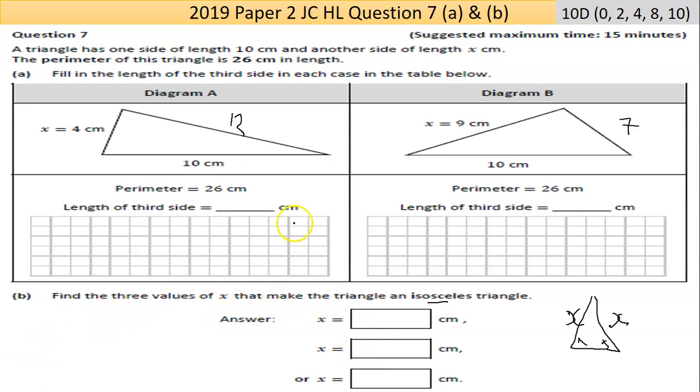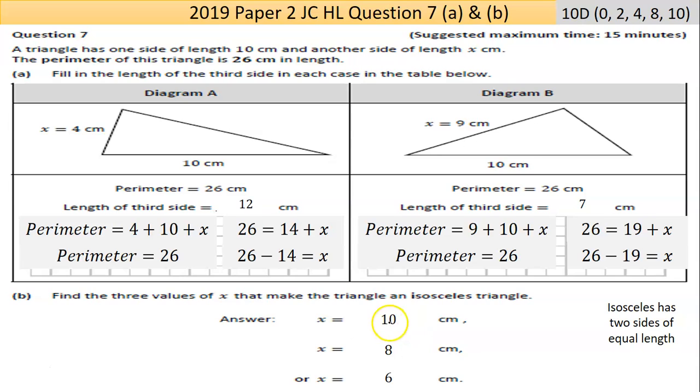So the base is going to be 10 in both cases. You want two numbers that add up to give 26. You know one of them is 10. I'll go to the answer here. So one side has to be 10, and then it could be 8. So 10 and 8 is 18, and 8 is 26. Or x could be 6: 10 and 6 and 6.